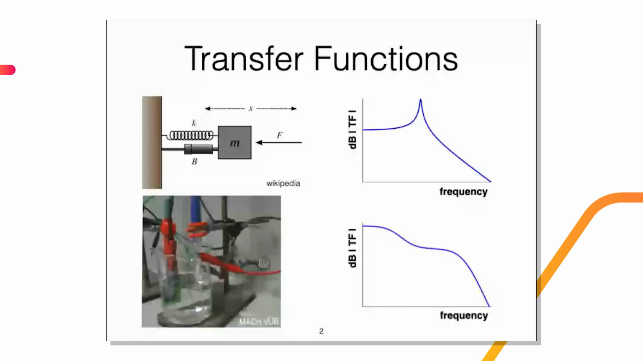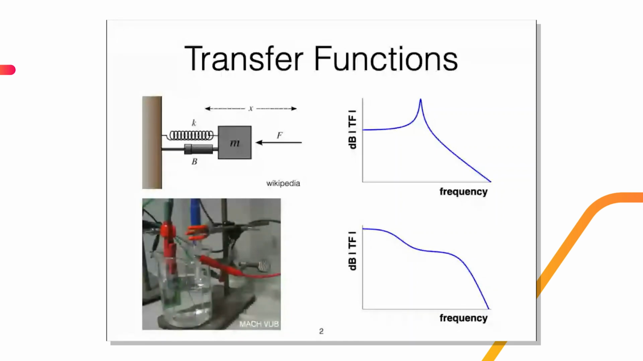Another example is electrochemical impedance spectroscopy. Here the transfer function is typically an impedance of a metal. And the impedance of a metal typically follows a sequence of poles and zeros on the real axis.